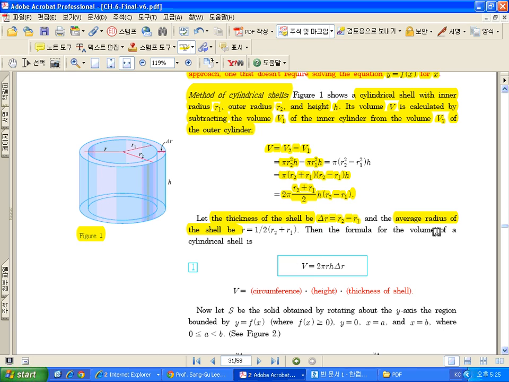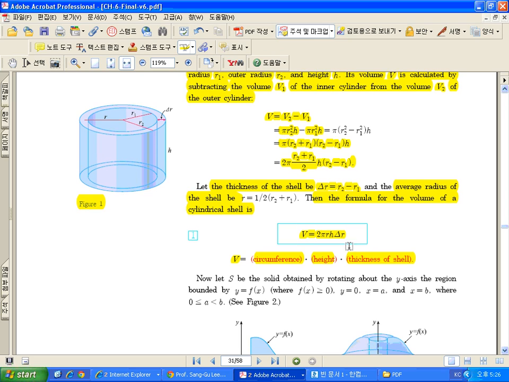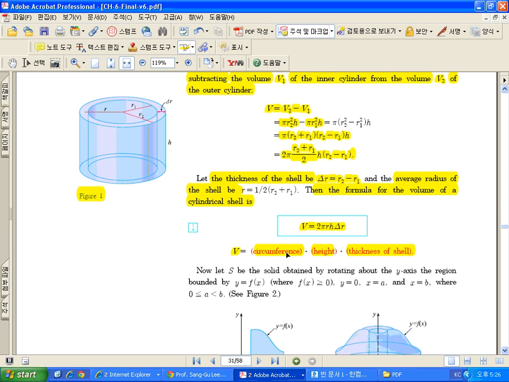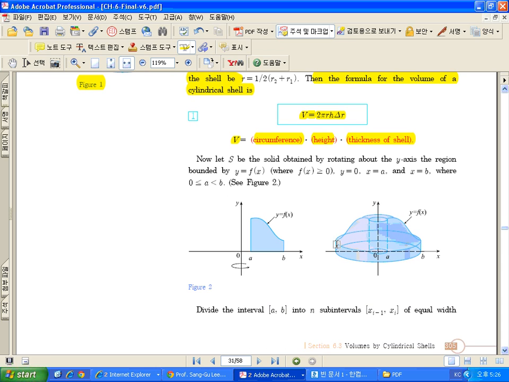Then the formula for the volume of the cylindrical shell is circumference times height times the thickness of the shell, which can be written as V = 2π r h Δr. So, when we try to find the volume of a cylindrical shell, it can be obtained by 2π r, which is the circumference, times the height h, times the thickness of the shell, which is Δr. And then we use it to adopt the Riemann sum technique to find the volume.